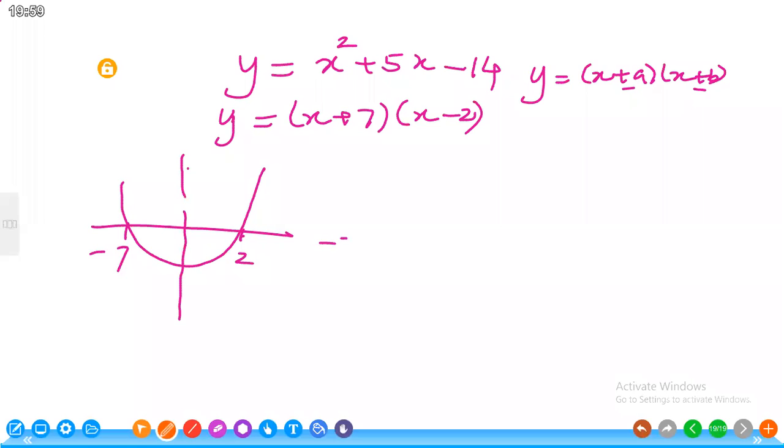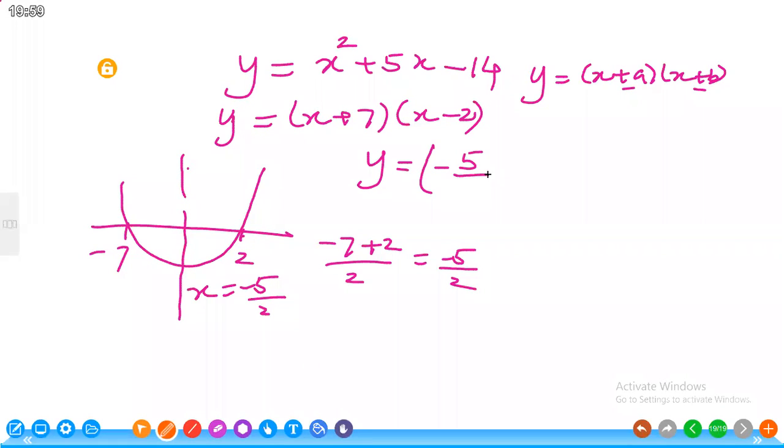Here, (-7 + 2) divided by 2 is -5/2. So here x is equal to -5/2, the axis of symmetry, right? Now substitute this -5/2 in this equation, and you will obtain the answer for the minimum value. Here -5/2 plus 7, here -5/2 minus 2. Substitute this x-coordinate -5/2, and you will obtain the answer for the minimum value of this equation, right?